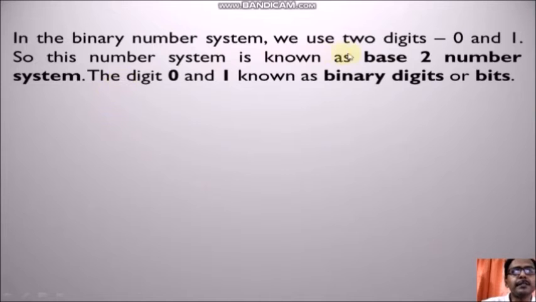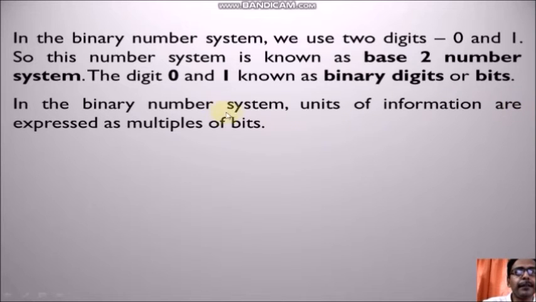In the binary number system, we use two digits, that is 0 and 1. So this number system is known as the base 2 number system. There is a base of 2. The digits 0 and 1 are also known as binary digits or bits. In a binary number system, the units of information are expressed as multiples of bits.